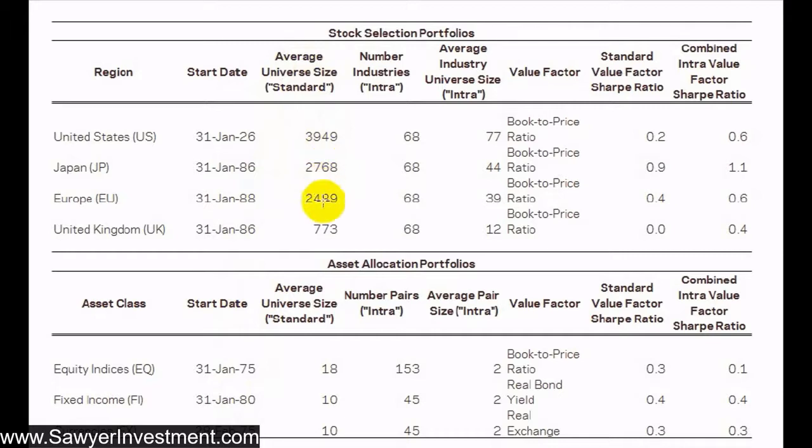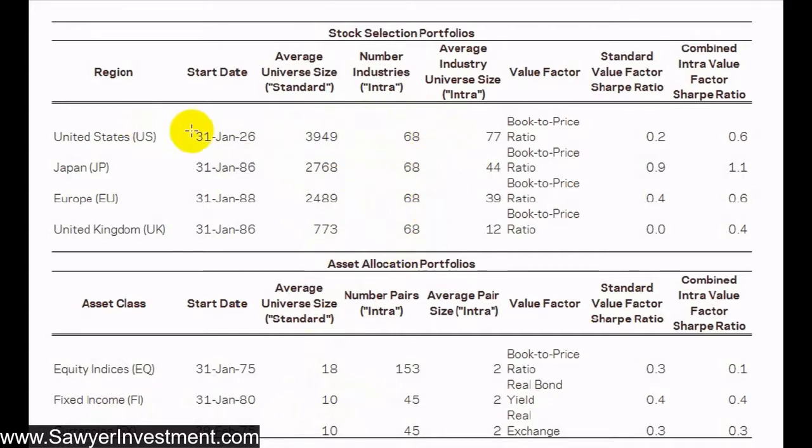We also have here the average universe size. So this number here, 3949 for instance, is the average number of U.S. stocks over the 1926 to 2015 time period. The same average number for Japanese stocks is 2489, for European stocks 773, and for UK stocks 773. And down here for other asset classes, there were an average of 18 equity index futures, 10 fixed income futures, and 10 currency pairs.